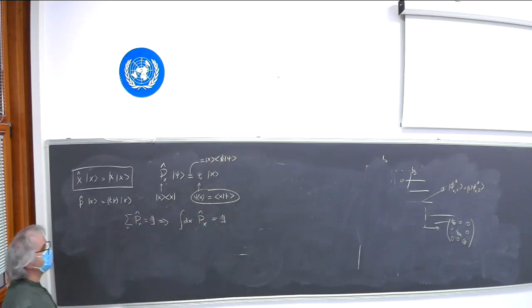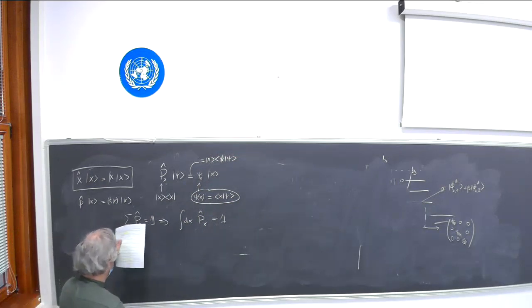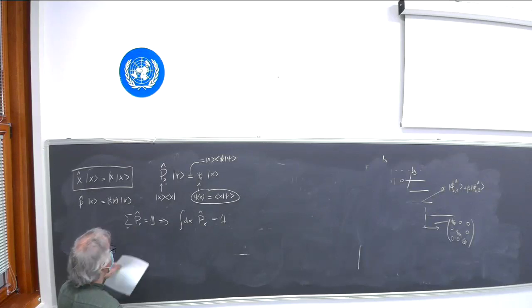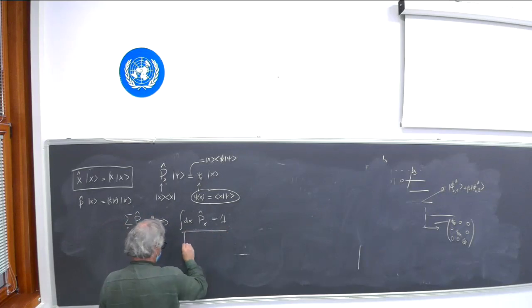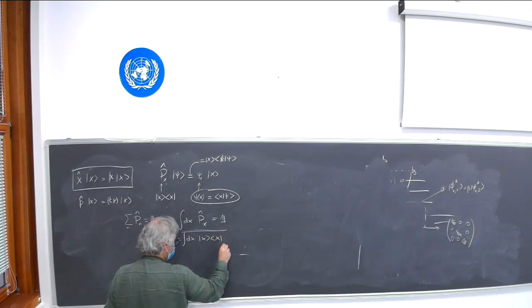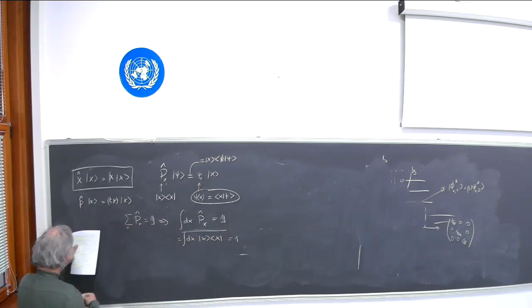So you see, it makes perfect sense in this field. You better sit down and stare at those things. I just go a bit fast now because we are towards the end. But if you think for a moment, you will realize that these are familiar objects. So the fact that this is an identity, which you can write equivalently as the integral over dx of |x><x| equal to one, means, for instance, the following.